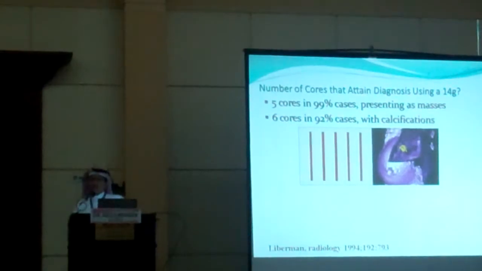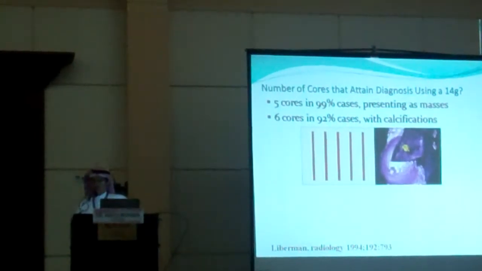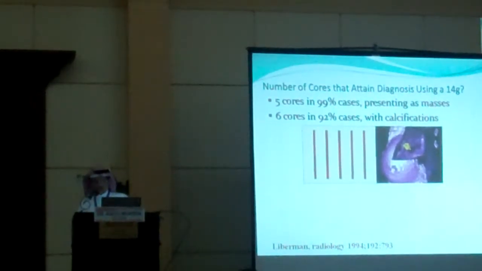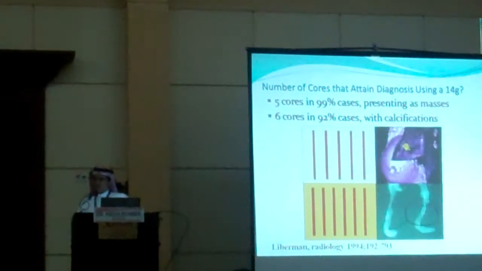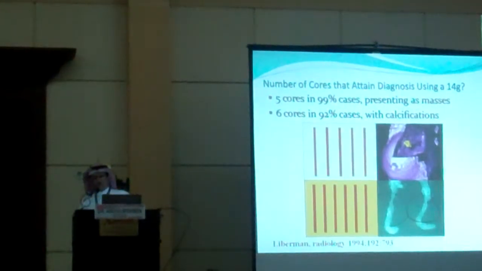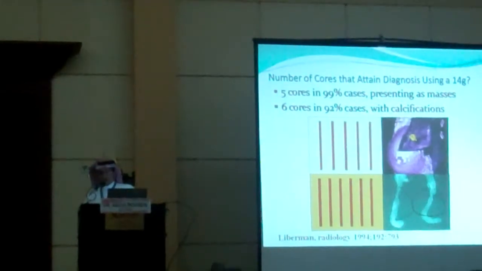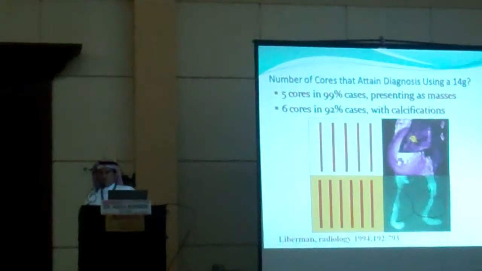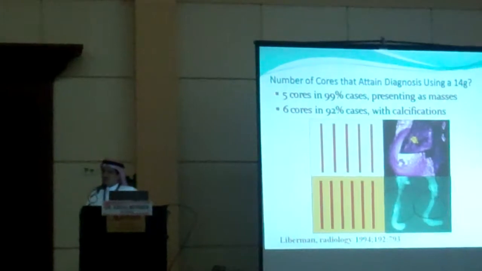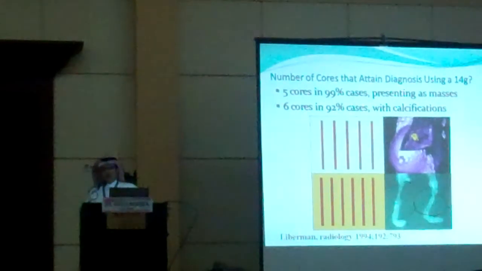What about microcalcifications? The literature says 6 cores is really helpful to obtain the diagnosis in 92% of cases. So the recommendation is not to take fewer than 5 cores for lesions that present as mass, and 6 cores for lesions that are identifiable as microcalcification. And definitely for us in pathology, we don't mind having more. If you give us more, we will be more than happy.